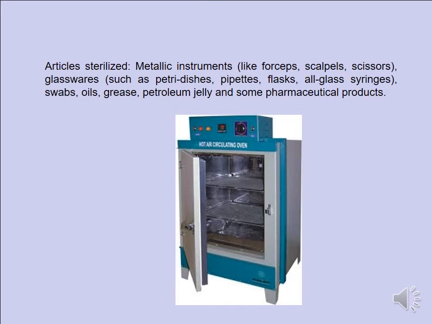The articles sterilized include metallic instruments like forceps, scalpels, scissors, and glassware such as petri dishes, pipettes, flasks, and glass syringes, swabs, oils, gases, petroleum jelly, and some pharmaceutical products that can be sterilized by the hot air oven.